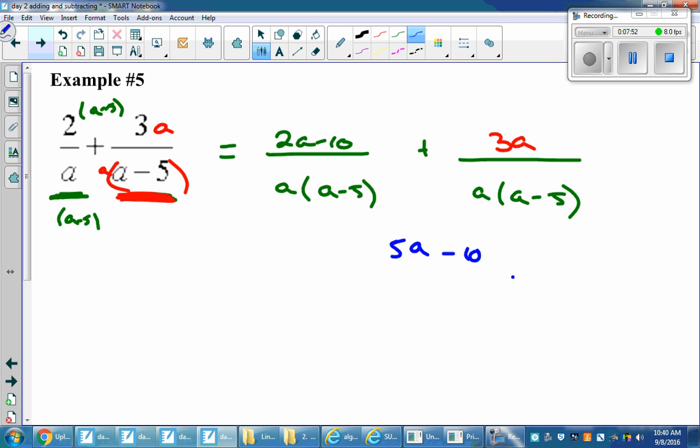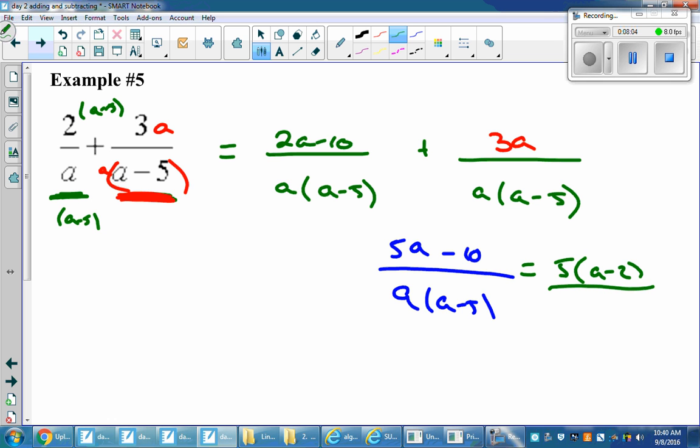So I have 5a minus 10 in the top, and then in the bottom I have a and then an a minus 5. Last thing we're going to look to do is to reduce this. We're going to factor the top, take out that greatest common factor of 5. We're left with a minus 2. In the bottom we have an a and an a minus 5.